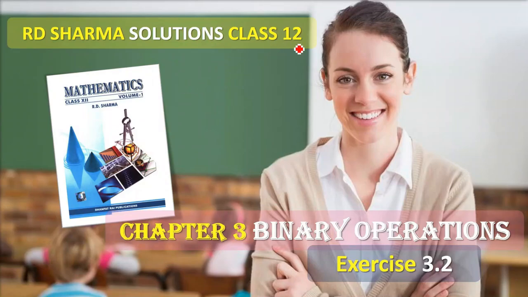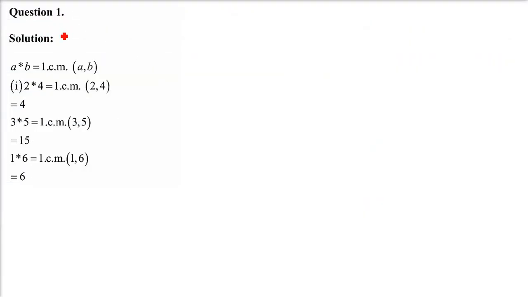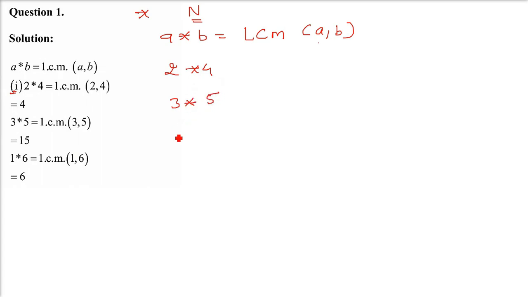This is R.D. Sharma solution, class 12th, chapter 3, binary operation, exercise 3.2. Now the first question is, let star be a binary operation on N defined by a star b equals LCM, lowest common multiple, of a and b for all a and b belonging to capital N. The first part is find 2 star 4, 3 star 5 and 1 star 6.